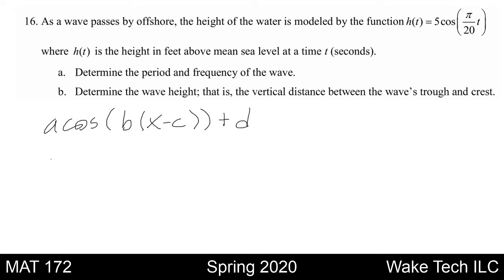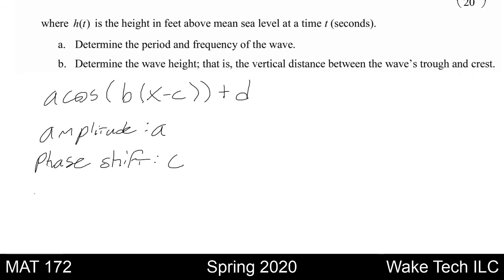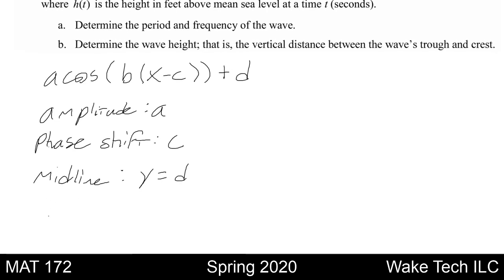Recall that the a is the amplitude, so amplitude is A. There are some other properties such as phase shift, which is just C. There's a midline, which is a line of y equals d. And the complex one here, a little bit weird, is that the period is 2 pi over b.